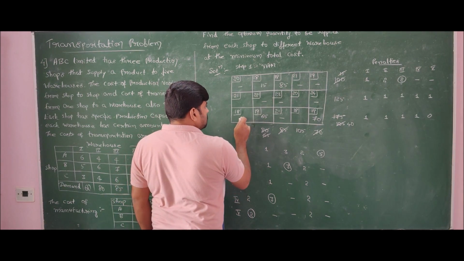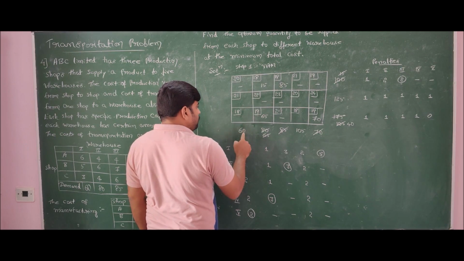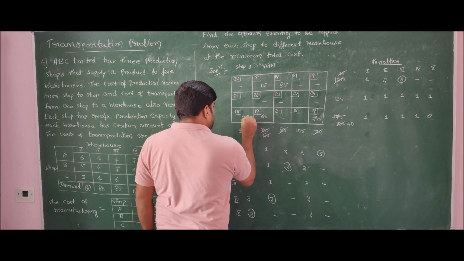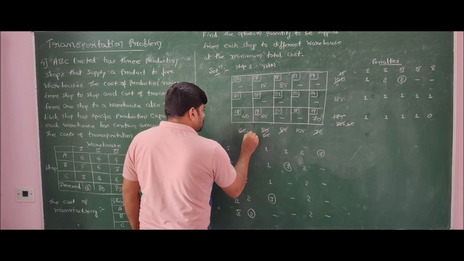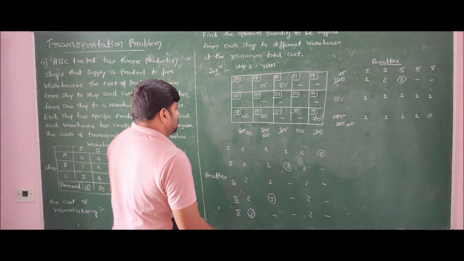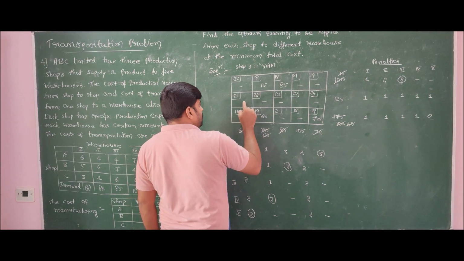So 60. So 18 is the minimum. So the minimum of 60 and 40 is 40. So this is done. So I am left with 20. So only this box is left for 20. There is no choice, so hence I should put 20 here only.